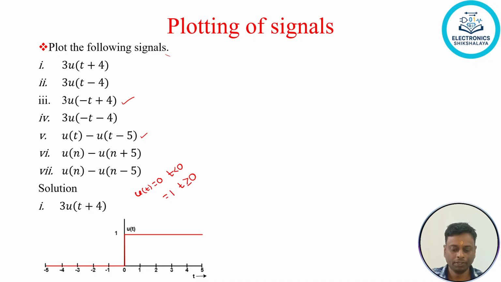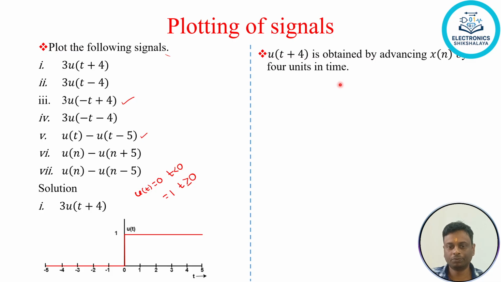So for t greater than or equal to 0 the value is 1, and for t less than 0 the values are 0. This is our u of t. Then we will see what is u of t plus 4. You can use the time shifting property: u of t plus 4 is obtained by advancing u of t by 4 units of time.